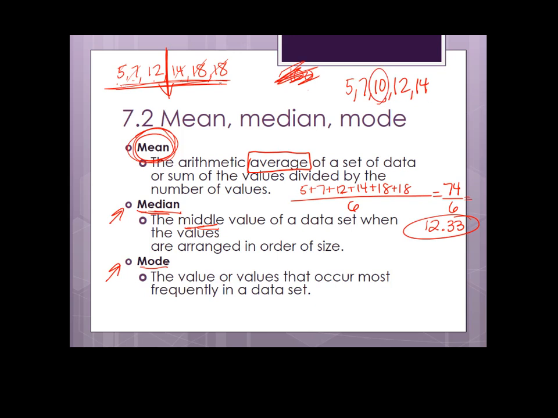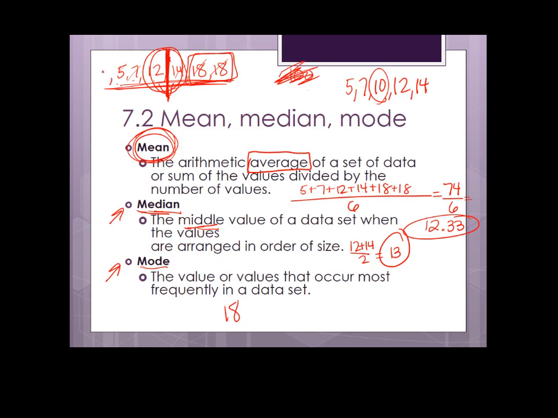But when I have an even number, it's going to be halfway between two numbers. So then you'll have to find the mean of the two middle numbers. So I need to find the middle of 12 and 14. You can do that by averaging them, so adding them and dividing by 2, or just knowing 13 is halfway between 12 and 14. So that's the median. And the mode, if you look here, 18 occurs the most often. So the mode is 18.